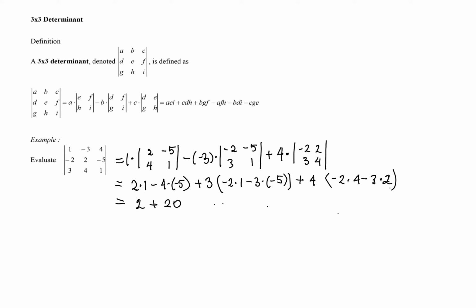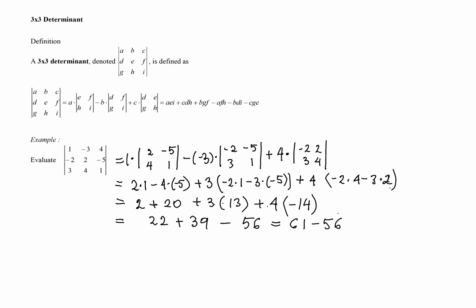So we have 2 plus 20, plus 3, and in the parentheses we'll have negative 2 plus 15, that's 13, and then we'll have plus 4 times, and in the parentheses we have negative 8 minus 6, so this is negative 14. And therefore we'll have 22 plus 39, and then minus 56. And that is 22 plus 39 is 61, minus 56. The value is 5.